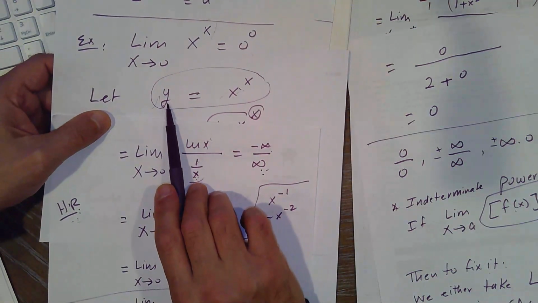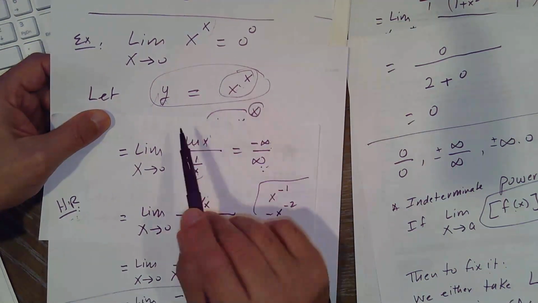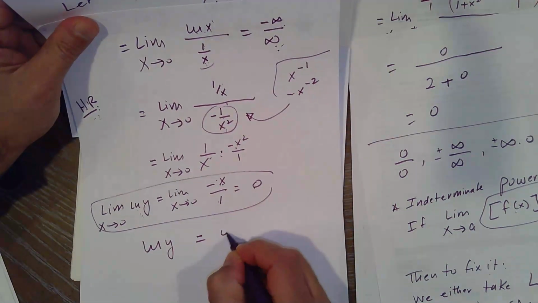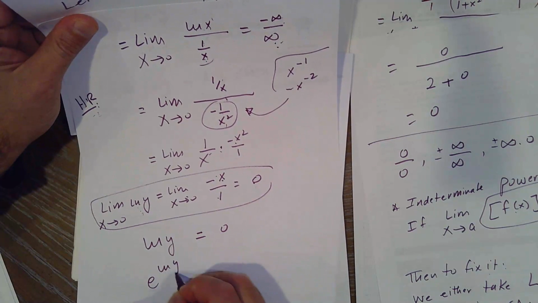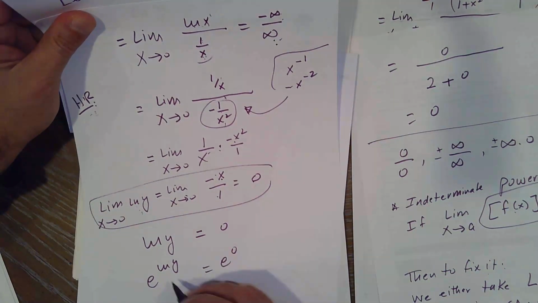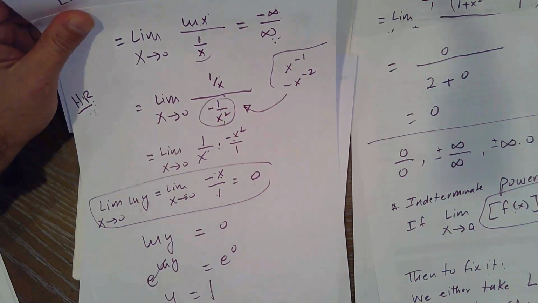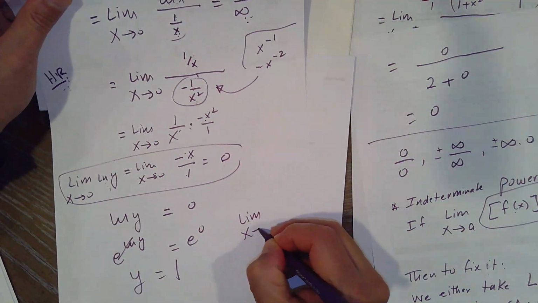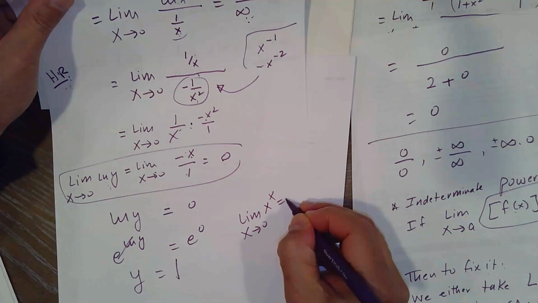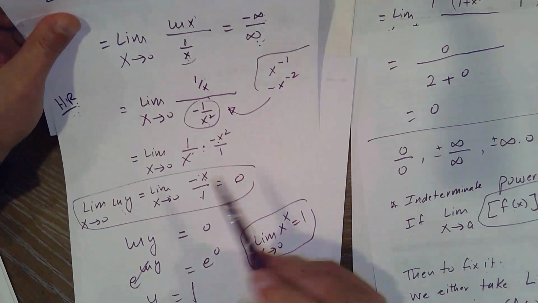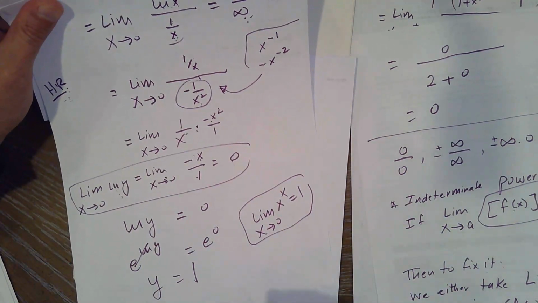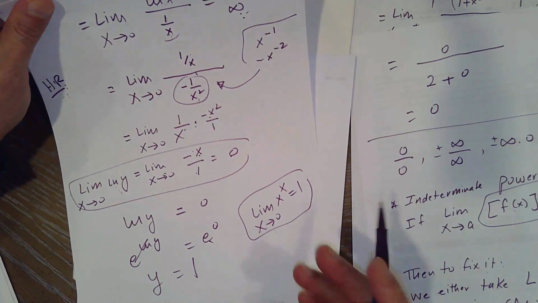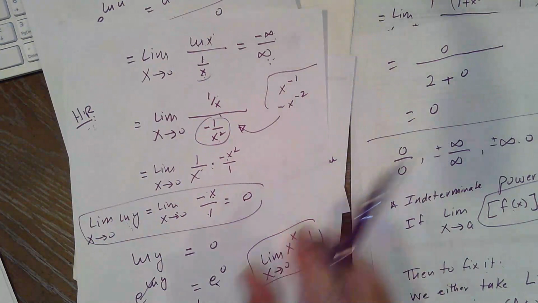We want y, right? We want the limit of x to the x. If ln of y equals 0, then e to the ln of y equals e to the 0, which means y would be what? 1. And that's what we want. So the limit as x goes to 0 of x to the x is 1. So when you do ln at the end, you have to take whatever answer you get and put it as a power of e. And that's going to be your answer.